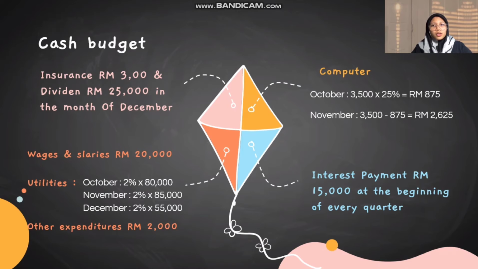We'll put in every month, which is October, November and December. Utilities says that amount is 2% of the current month total. So October 2% multiply with 80,000 ringgit, November 2% multiply with 85,000, December 2% multiply with 55,000 ringgit. And the other expenditure is 2,000, and this I also put in the October, November and December part.